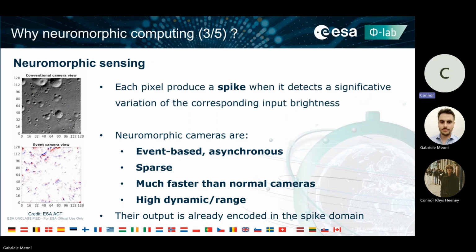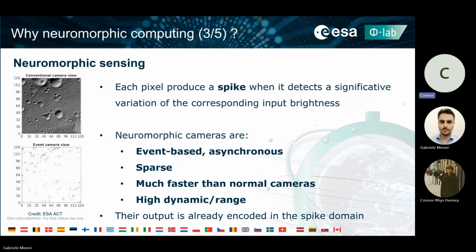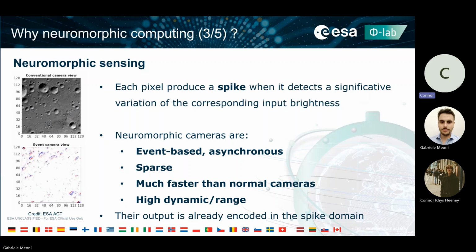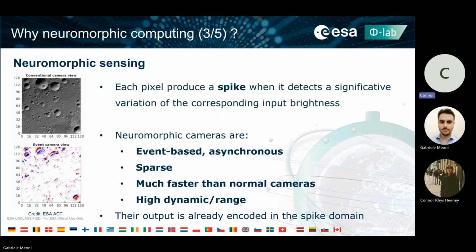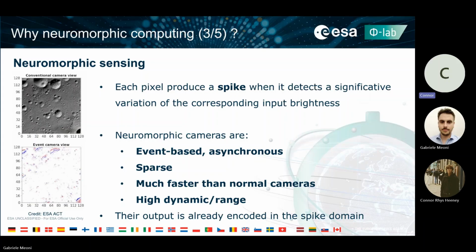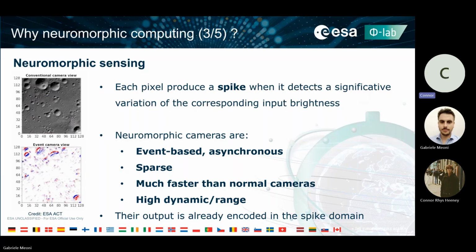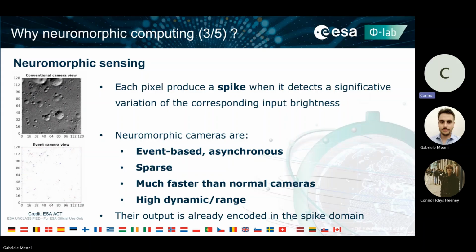Since they work separately, every pixel in its own circuit, typically they are very fast. And the dynamic range, do you know what the dynamic range of a sensor is? It's the ratio between the highest and the smallest input that you can catch. So that means they can catch very dark and very bright scenes at the same time, because every pixel works on its own. So you don't need to average to the average brightness of the input scene.